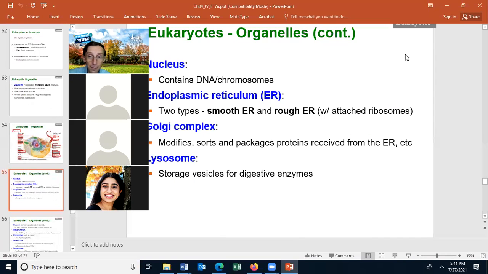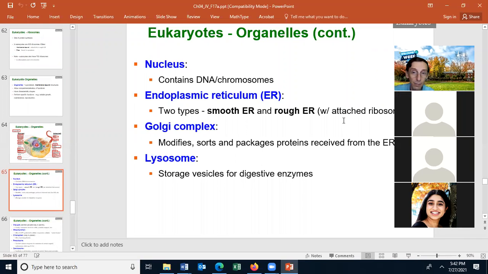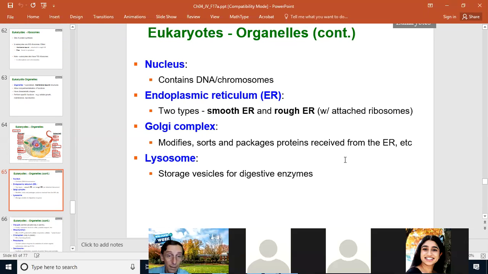All right, let's talk briefly about some of the organelles. The nucleus contains the DNA and protects it. The endoplasmic reticulum, there are two types. The smooth ER, which we'll talk about later, what it does. And the rough ER, which is ER with ribosomes attached to it, making it look rough. The Golgi complex, which modifies and sorts proteins. A lysosome, which is a storage vesicle for digestive enzymes. And then the cell uses the lysosome to digest what it has consumed. We'll talk more about that later.